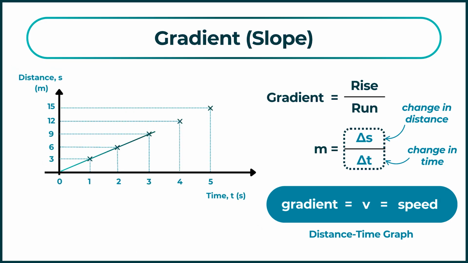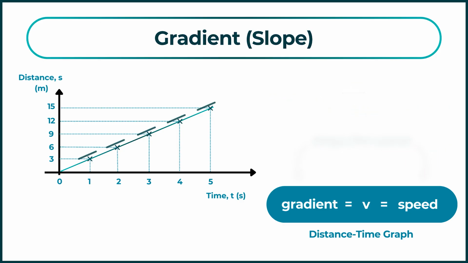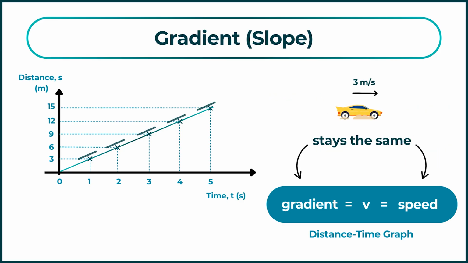Therefore, the gradient of a distance time graph gives delta s over delta t, which is the same as speed. As shown in the previous graph, when the gradient remains constant at every point, it indicates the speed stays the same throughout the journey. This is called a constant speed.